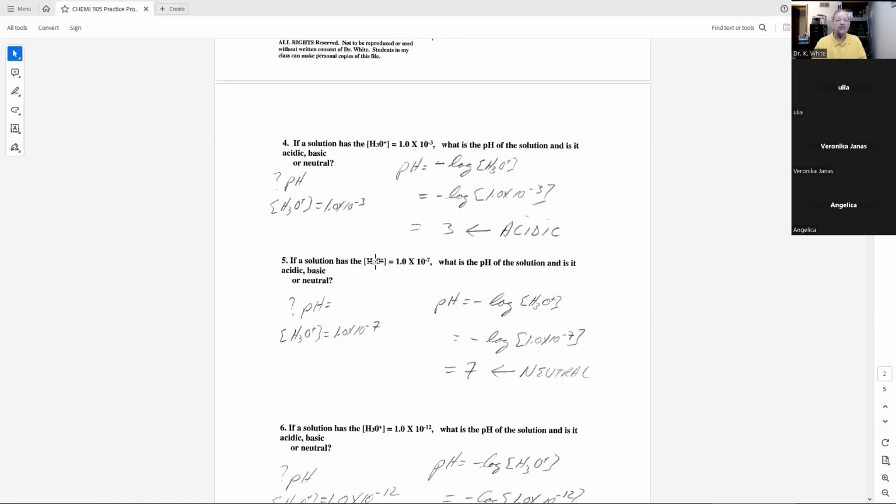All right, a solution has the hydronium ion concentration, that means H3O+ in brackets, 1.0 times 10 to the minus 3. What is the pH of that solution? And is it acidic, basic, or neutral?